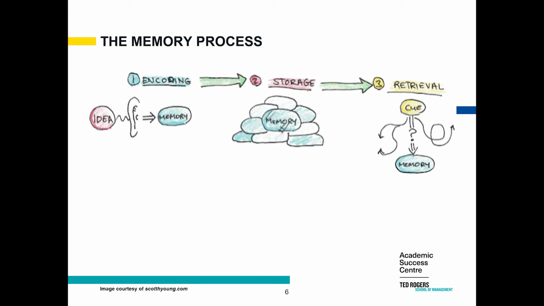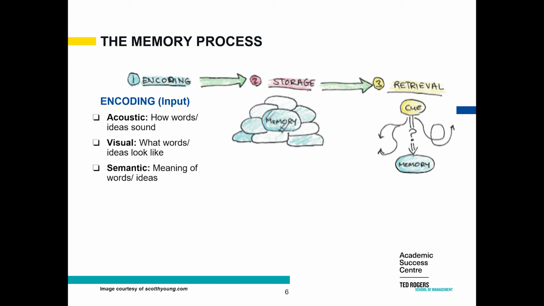Encoding is our first contact with the information, and it usually happens through our senses. Encoding can be acoustic, which refers to how words or ideas sound. It can be visual, meaning the way the words or ideas look, or it can be semantic, having to do with the meaning of the word or idea and what we associate with them.